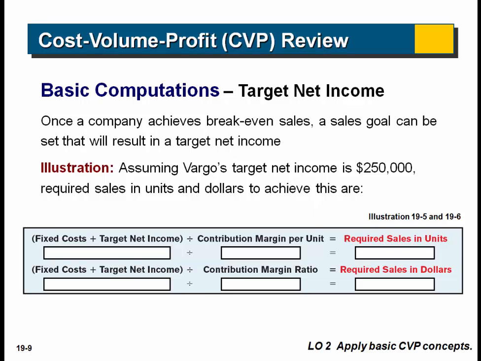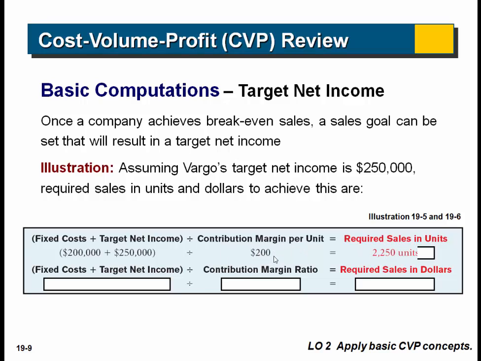The next one you're going to look at is when they achieve a break-even, they're going to add a targeted net income. If you notice, these formulas are just a tad bit different. We've taken fixed cost and we've added a targeted net income, which is $250,000. The contribution margin per unit remains the same, and the contribution margin ratio remains the same. So we have 200 plus 250 divided by the contribution margin per unit, which is $200, and it tells us that they need to sell 2,250 units to reach that target.